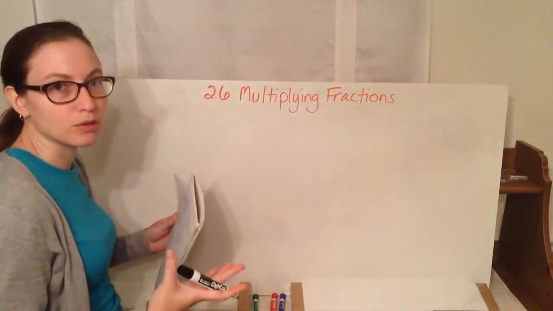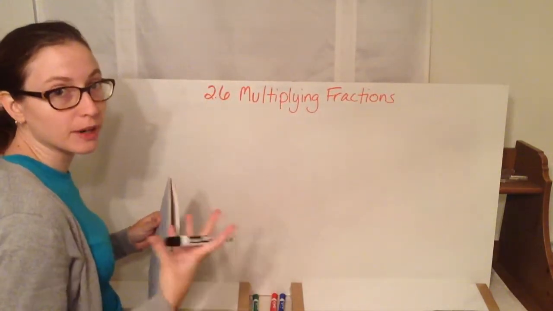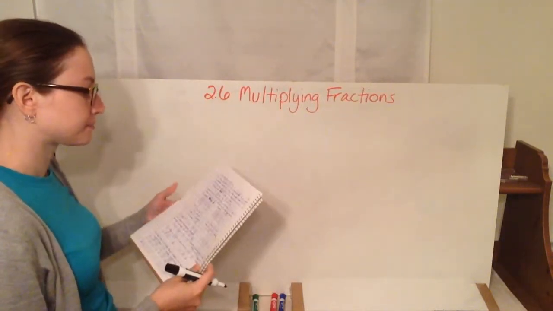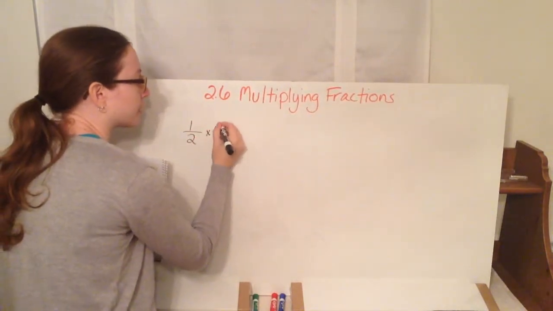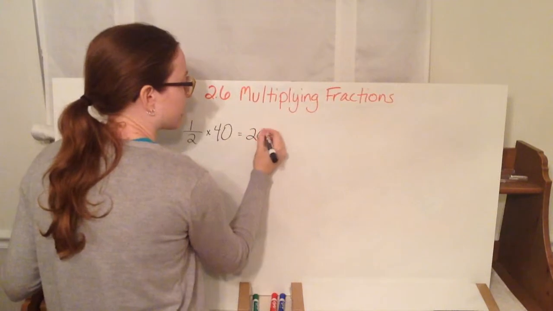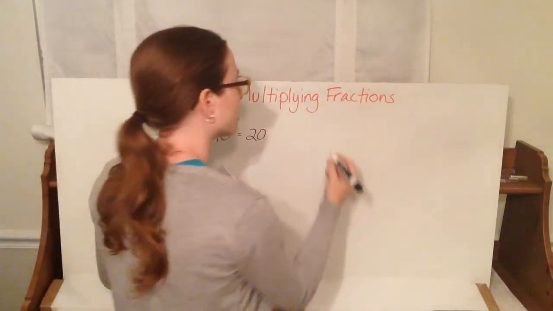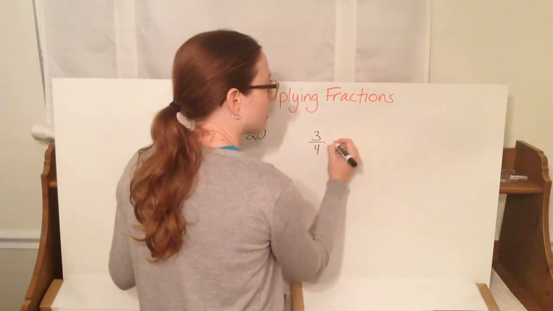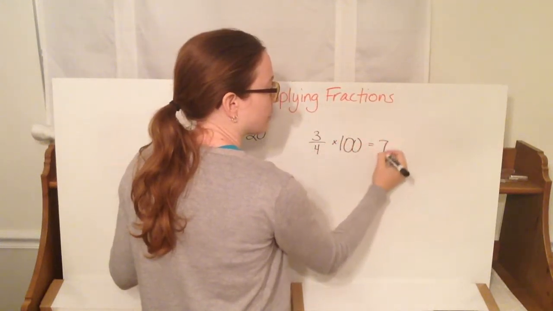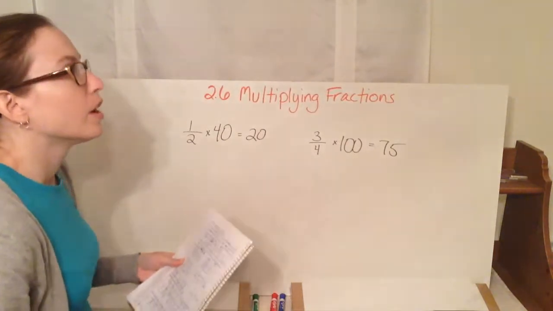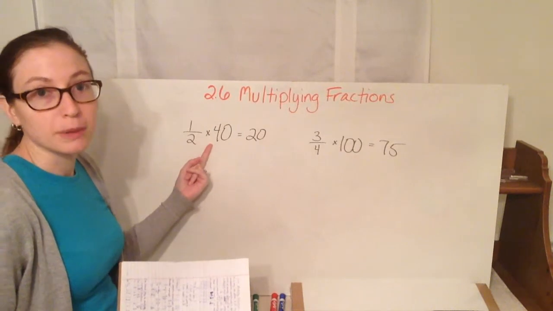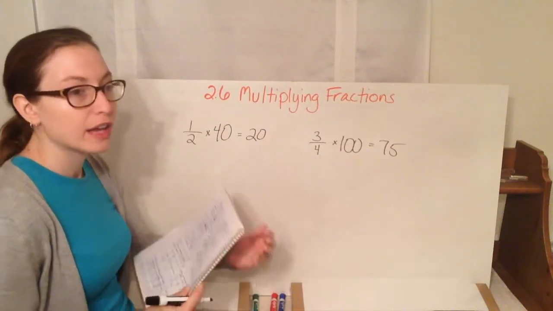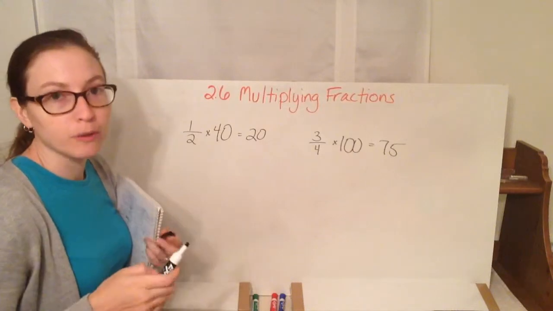If you think about that, you might be able to tell that what we're doing is multiplying those numbers. 1/2 of 40 is 1/2 times 40, which is 20. And 3/4 of 100 is 75. So when I say the word "of," we are using multiplication. Of in math is a clue word for multiplying.